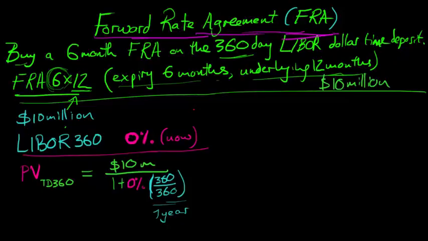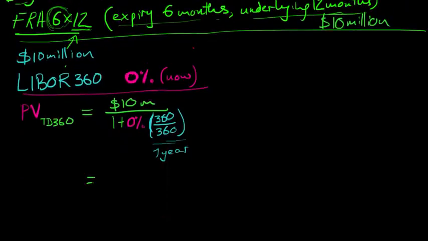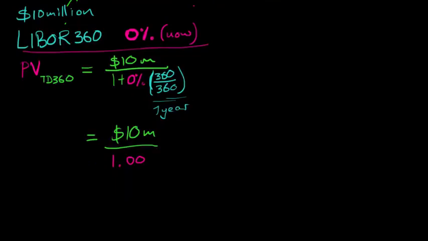So expanding the calculation further, we've got present value of the time deposit at 360 days is equal to $10 million over 0% times 1 is still 0, so 1.00. So the present value of this contract, this makes it an easy example. The present value of the time deposit 360 is equal to $10 million. So there's no difference.